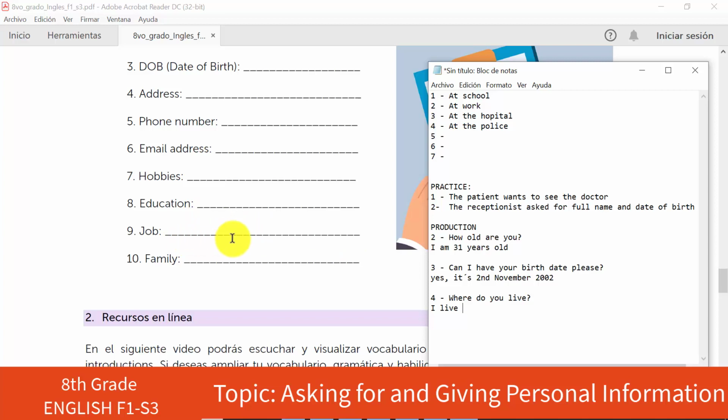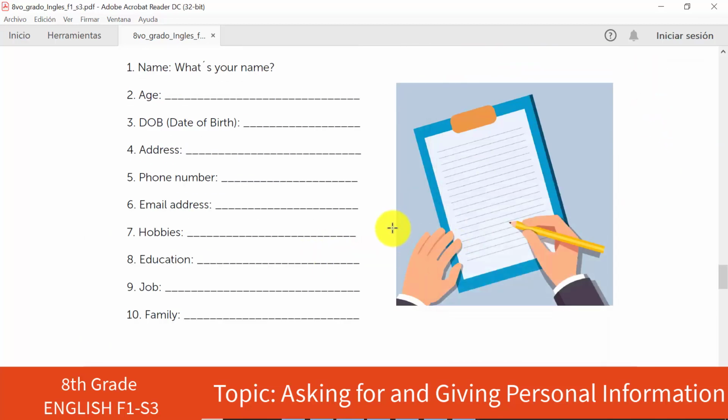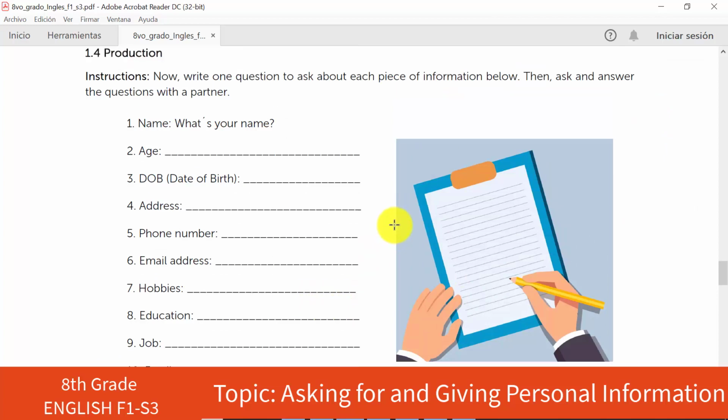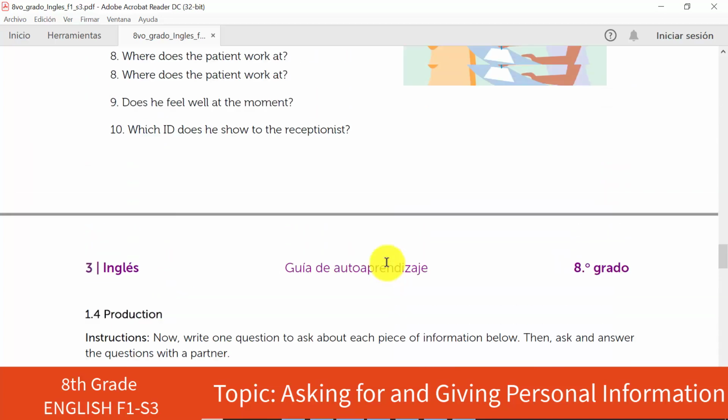Aquí en job le pregunta what do you do. Aquí en education le pregunta where did you study. En hobbies, what do you do for fun. En email address le pregunta what's your email. En phone number, what's your phone number. En family, how many people are there in your family, for example. ¿Cuántos hay en tu familia? Okay. So those are example information questions. Y no se le olvide de responder, answer those information questions, okay?